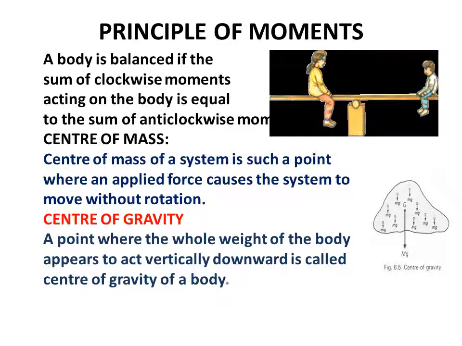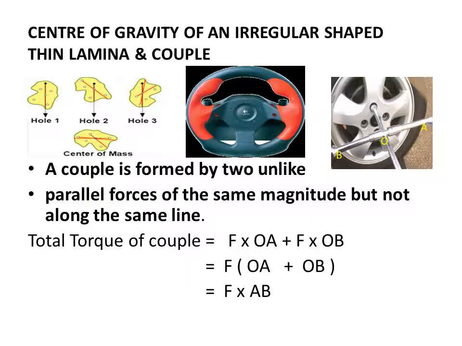A point where the whole weight of the body appears to act vertically downwards is called the center of gravity of the body. It is useful to know the location of the center of gravity of a body in problems dealing with equilibrium. Center of gravity of irregularly shaped thin laminas.